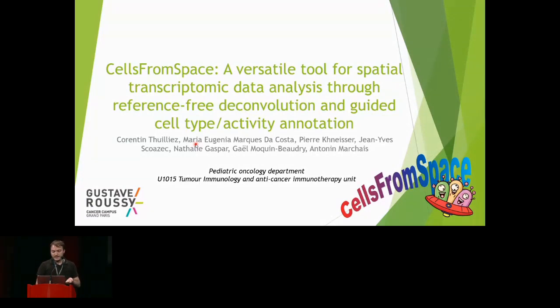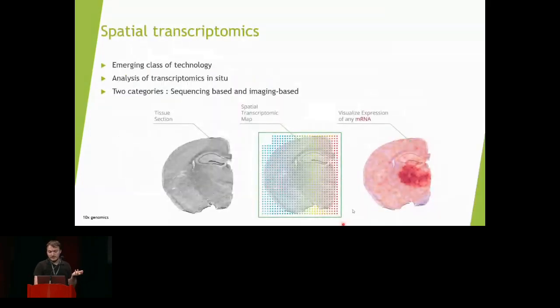So first of all, let's start with the beginning. You have spatial transcriptomics, an emerging class of technology that helps you analyze transcripts in situ, by being able to detect where the transcripts are located within slices of histological tissues. There are two main categories of technologies: sequencing-based technologies as well as imaging-based technologies.